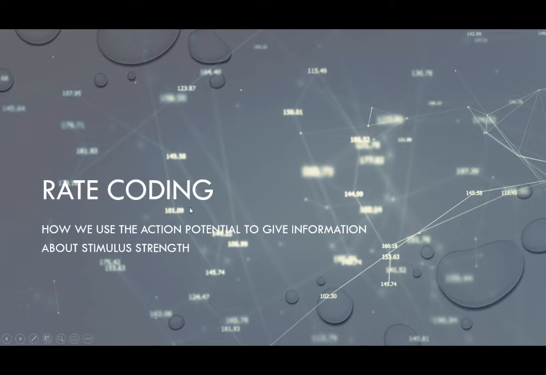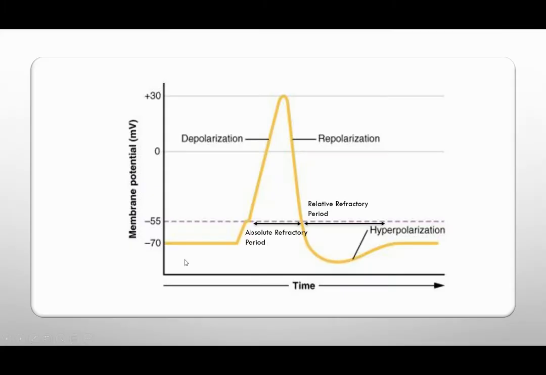So if we look at a single action potential, we cannot actually derive any useful information about stimulus strength. And this is why in our body, we code for stimulus strength in the rate of firing of action potentials. Let's have a closer look at this process.